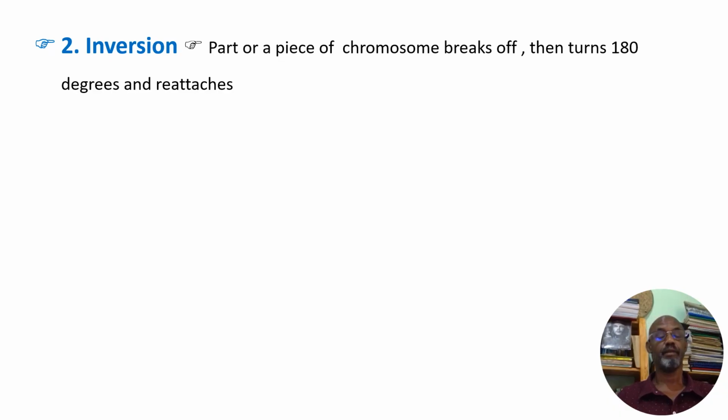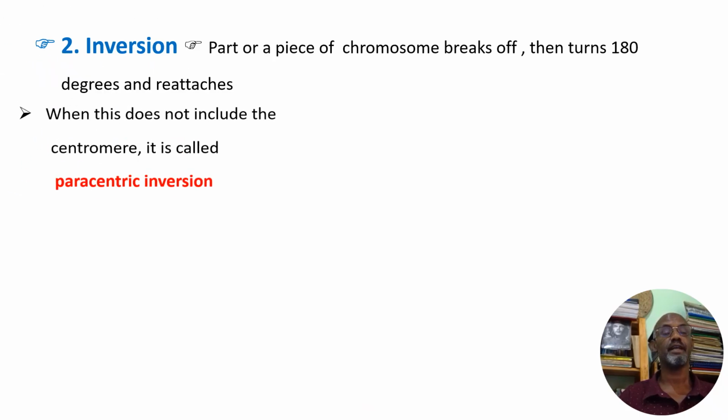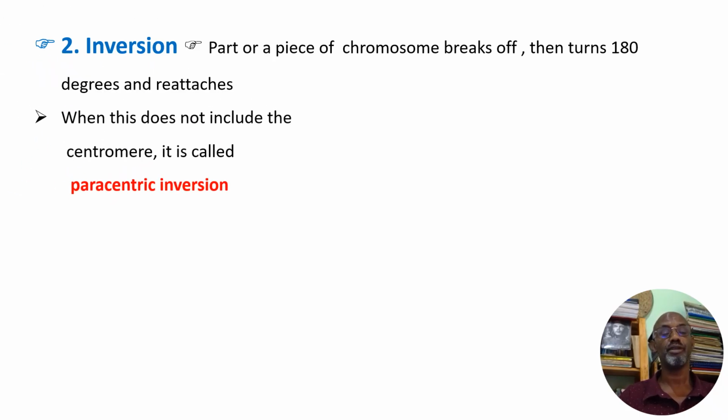Now we have seen the first, deletion. The second, inversion. In an inversion, a part or piece of a chromosome breaks off, then turns 180 degrees and reattaches in that site. Inversion can be divided into two. When the inverted part of the chromosome that is broken, rotated 180 degrees and reattached doesn't include the centromere, it is called paracentric inversion.